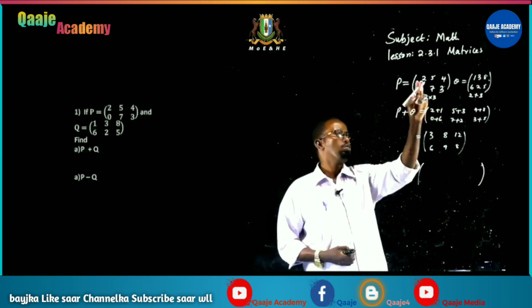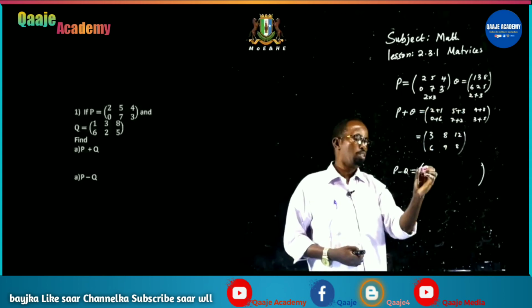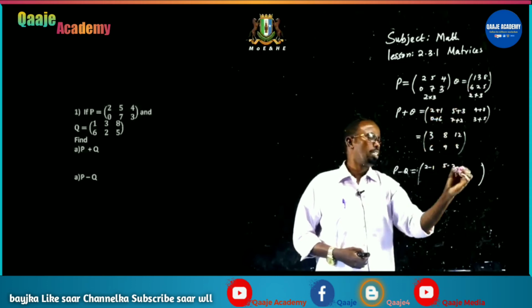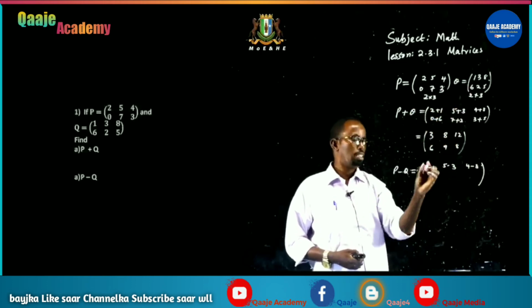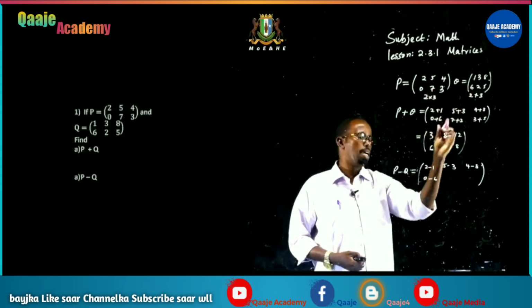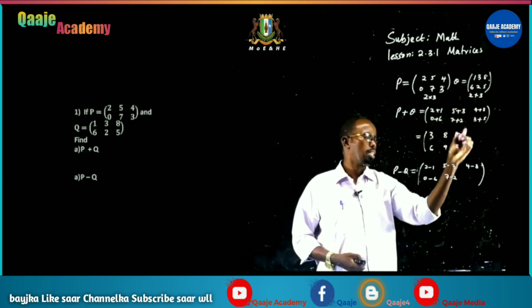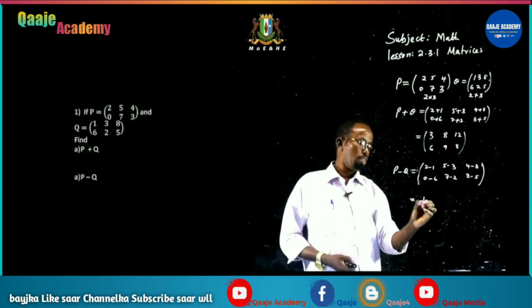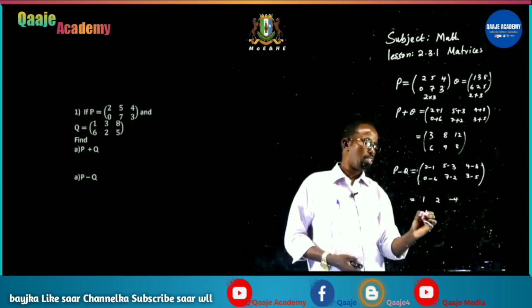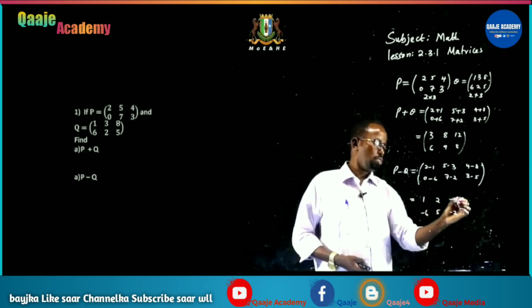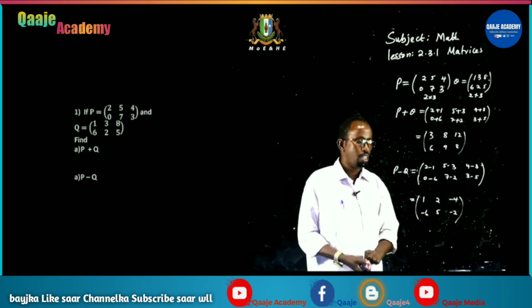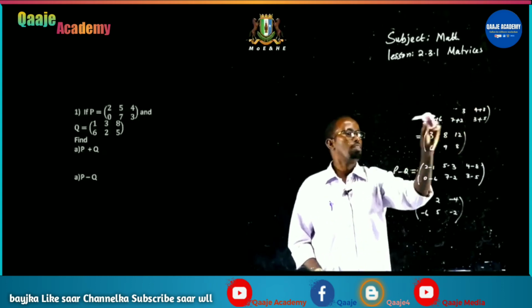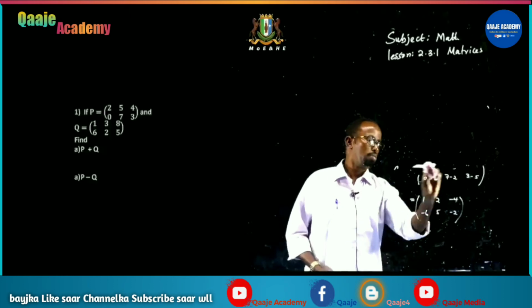P minus Q: 2 minus 1, corresponding elements, 5 minus 3, 4 minus 8, 0 minus 6, 7 minus 2, and then lastly 3 minus 5. Therefore, the final will be 1, 2, minus 4, minus 6, 5, and minus 2. So that is the final answer for P minus Q. That is the final answer for example number one.